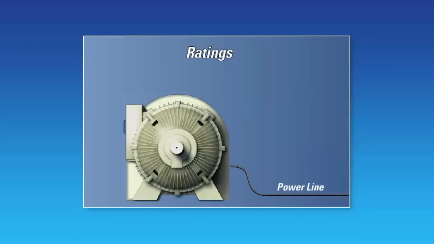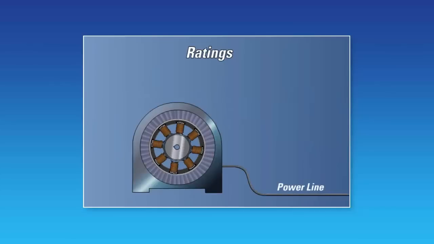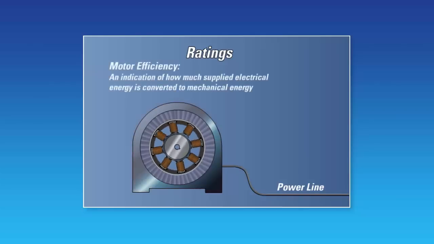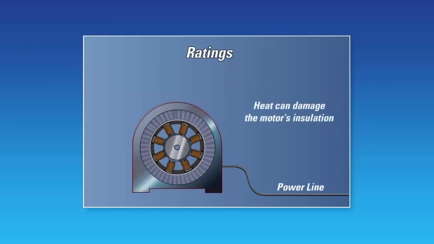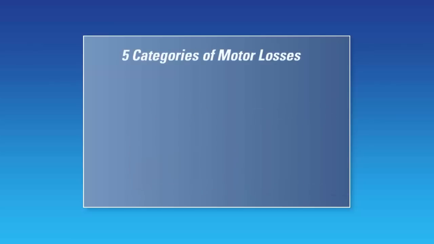One of the most common motor terms is motor efficiency. Motor efficiency is an indication of how much of the electrical energy supplied to the motor is converted into output shaft mechanical energy and is expressed as a percentage. The rest of the energy is lost primarily in the form of heat, which can be damaging to the motor's insulation. There are five categories of motor losses.